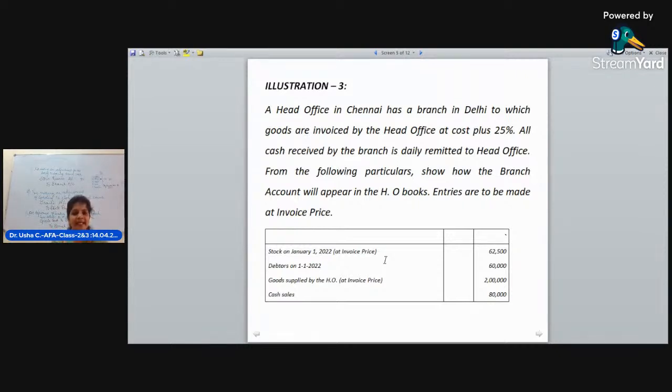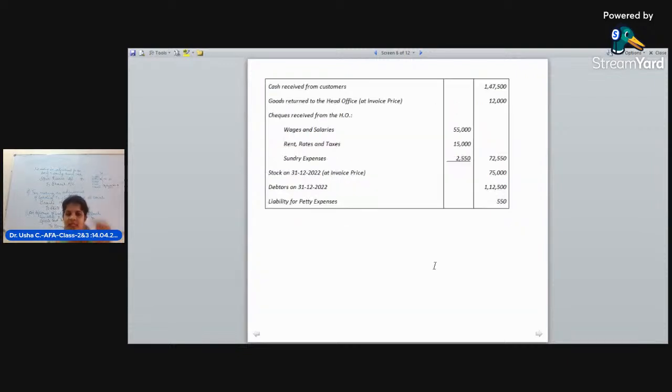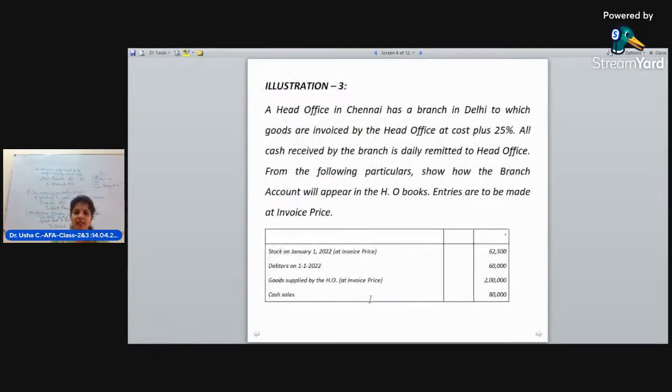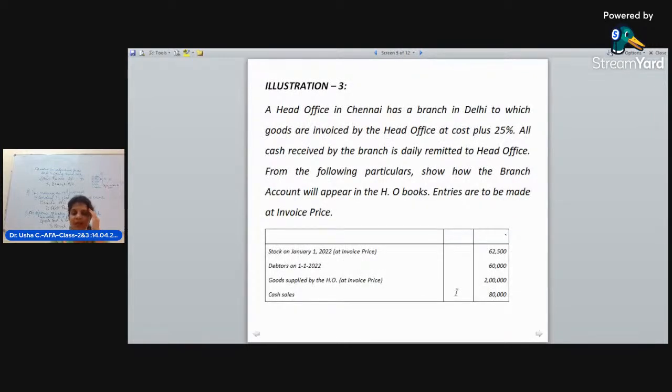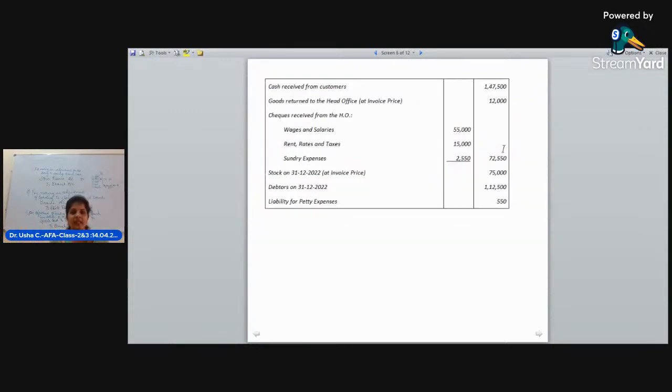Next, cash sales 80 lakhs. Cash received from customers 1,47,500. Look at here, cash sales and cash received from customers are there. Whatever cash is received by the branch, they are saying that all cash received by the branch is daily remitted to the head office. In the sense, whatever amount of cash is received by the branch should be remitted to the head office. What entry do we pass for that? In the branch account, we show that on the credit side, that is by cash sales and by cash received from the customers.